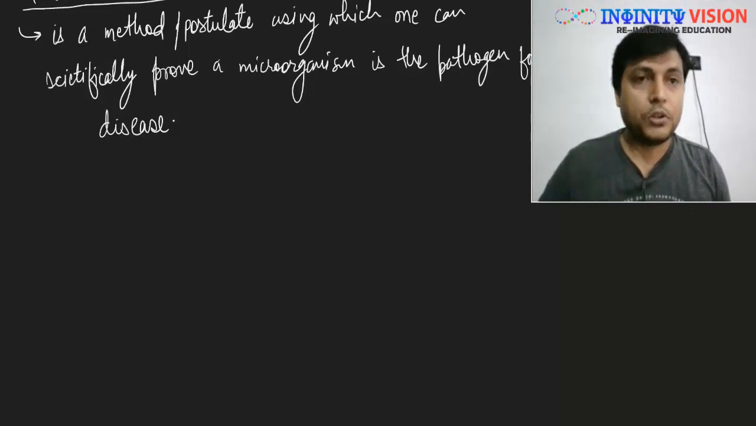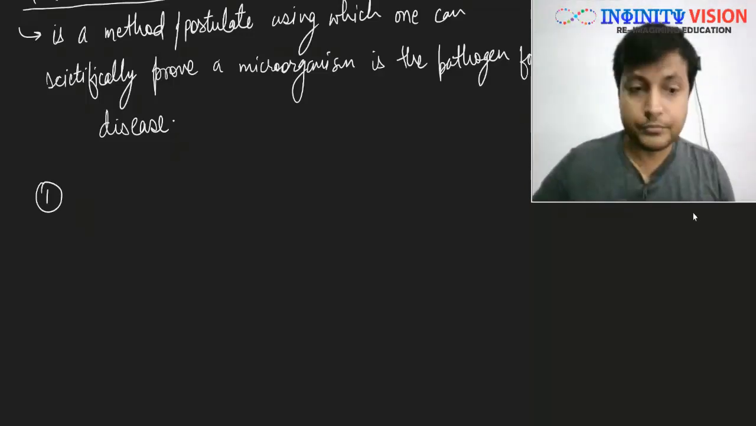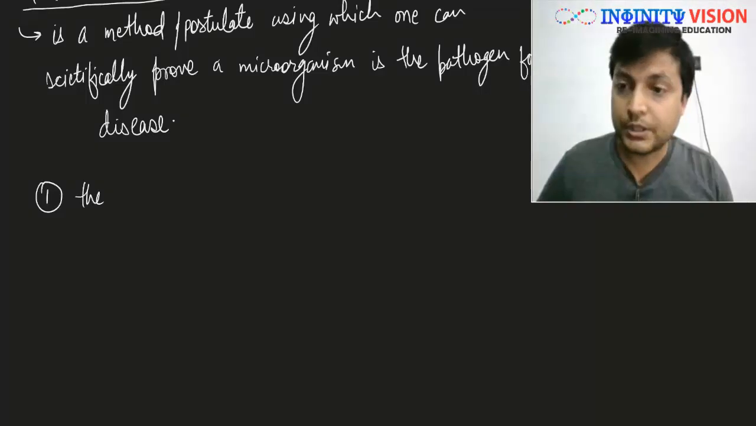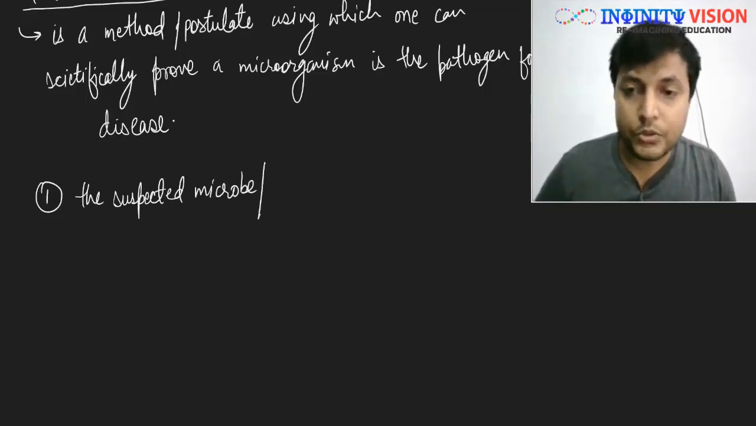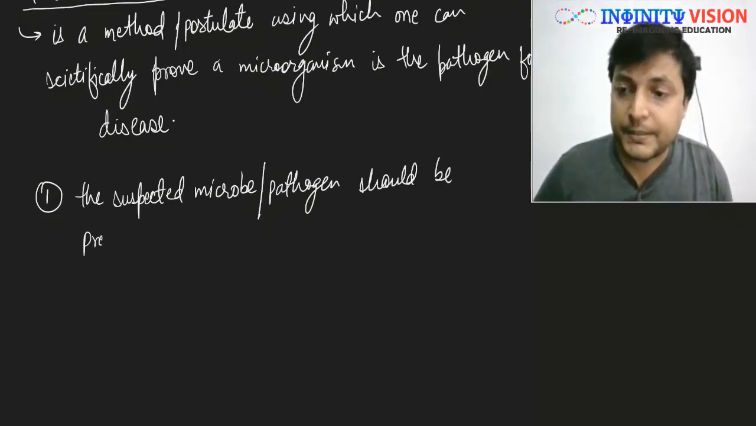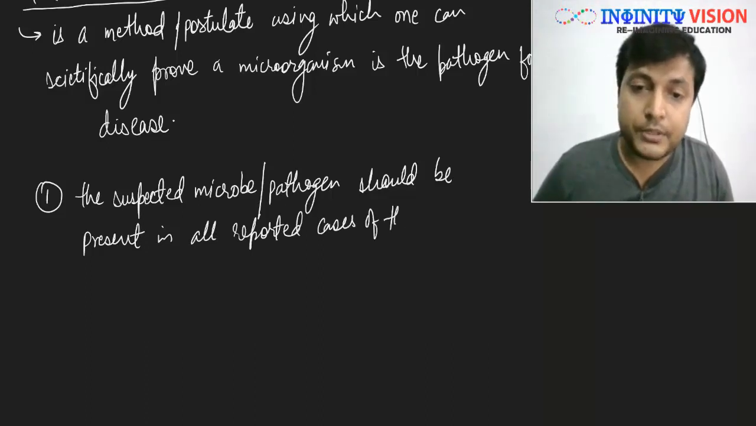So this postulate has the following points. Number one, it says that the microorganism, or I should say the suspected microorganism, the suspected microbe, or you can say the suspected pathogen, should be present in all reported cases of that disease.